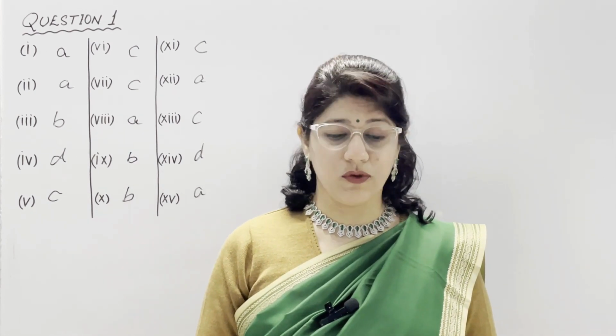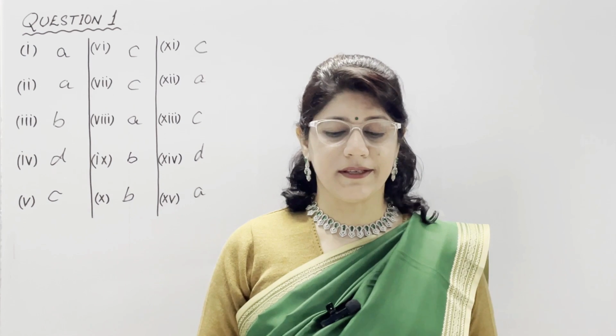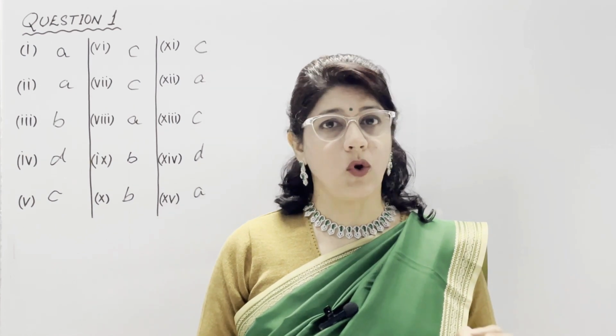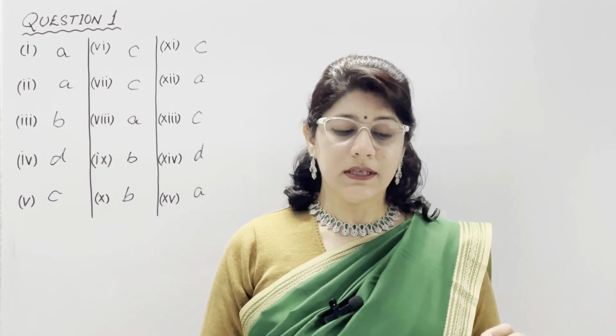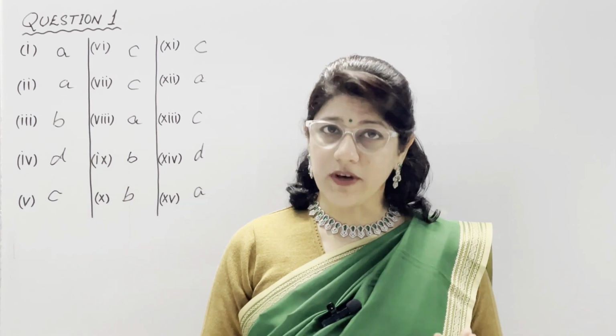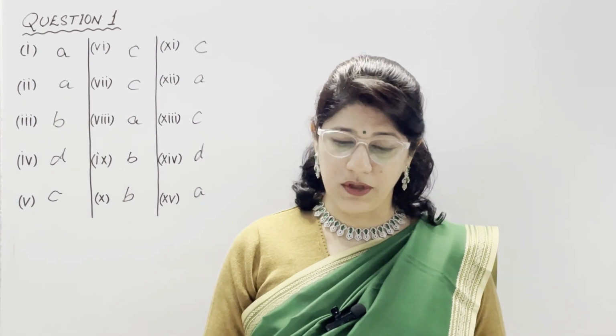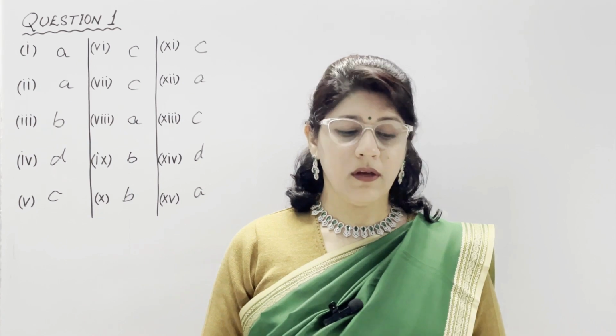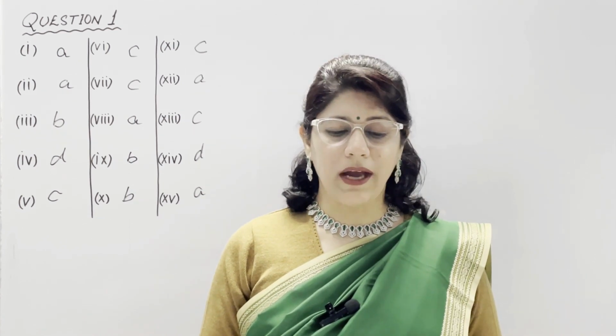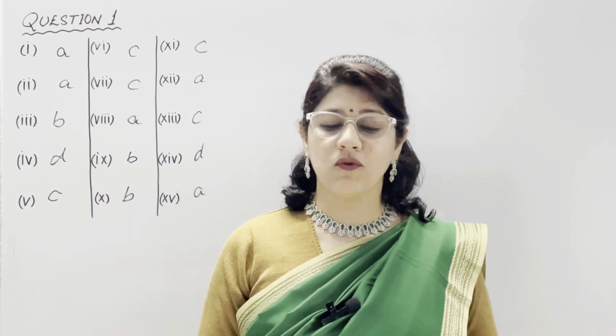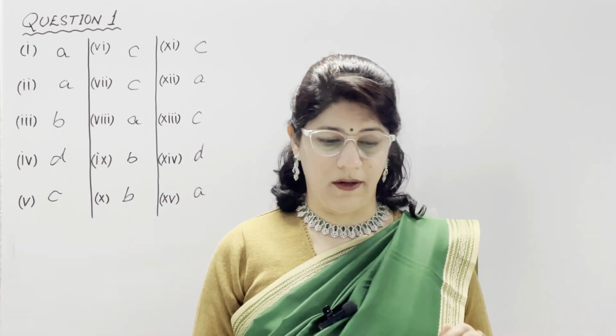Part 1 is centrosome. It initiates the cell division in case of animal cell. Second is guard cell. It regulates the opening and closing of stomata. Third is DNA. It carries genetical characters from a parent to the offspring.